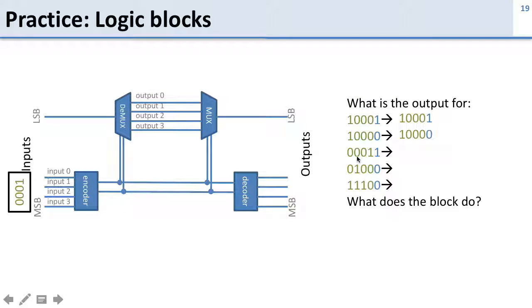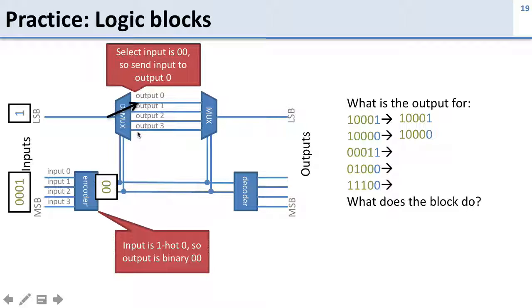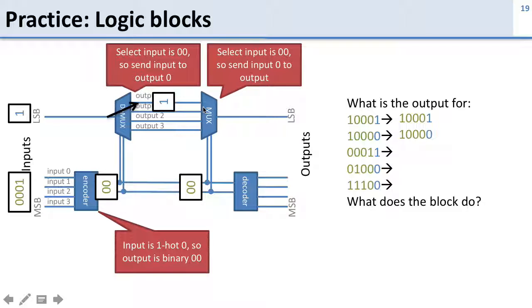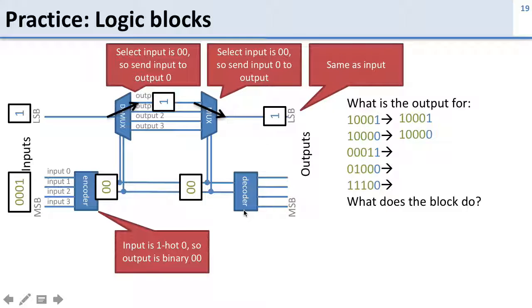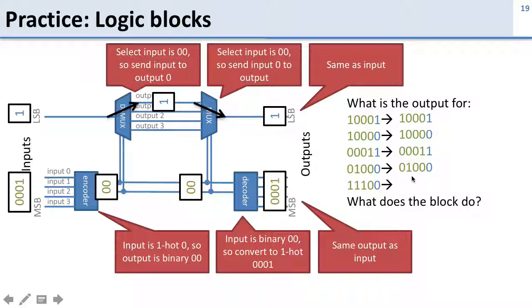Now we can take a look at the other one here. So this is 001. So if we go through here and we have 1 in that, this is 1 hot 0, so the binary output is going to be 0 0. Binary output of 0 0 is going to cause us to choose output 0 here. Going to send a 1 along this wire. The 0 0 is going to cause the mux to choose that input and send it to the output, so we're going to get the same thing on the output. And similarly, the decoder here is going to take in the 0 0 and convert it into a 001 as 1 hot. So again, we get the same output as the input here, and we'll do the same thing there.